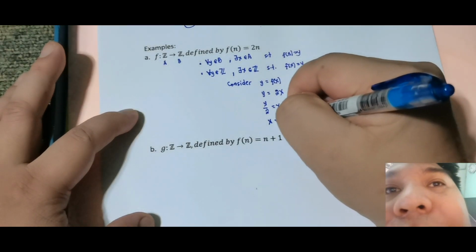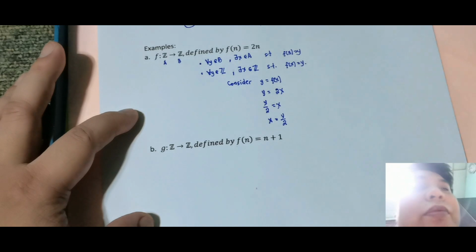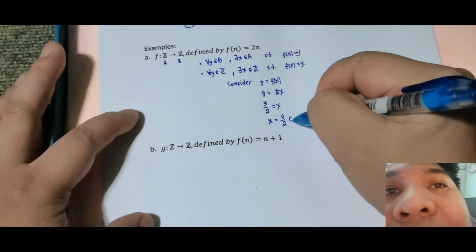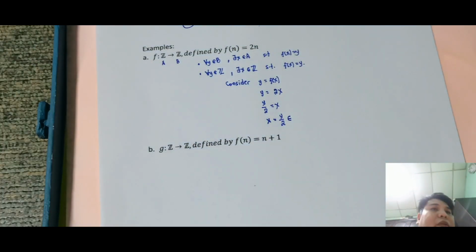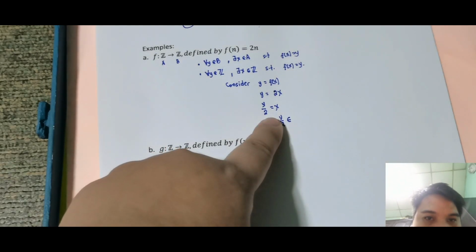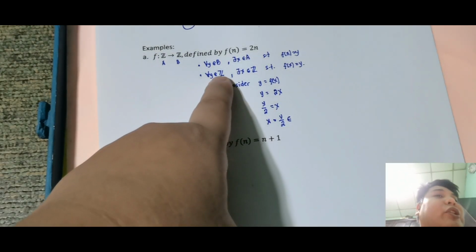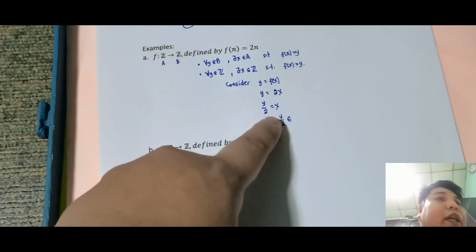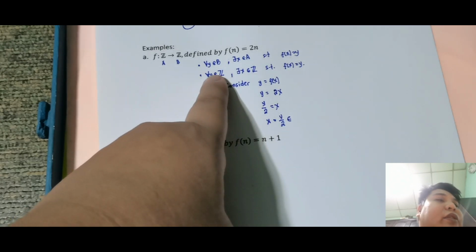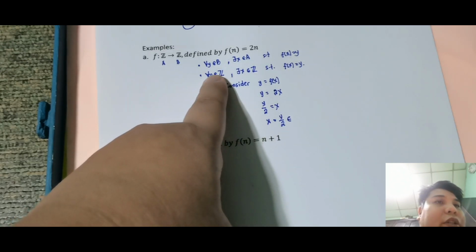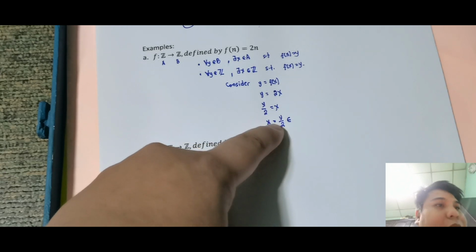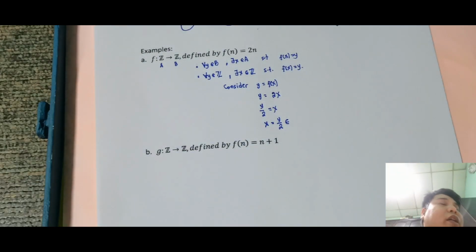X is equal to y over 2. Ayan, lalagyan ko lang ng element. Ano si y? Si y galing kay integers. Tama. So lahat ng value ng y, integers. Y divided by 2. So, integers divided by 2 ay equal kay x.